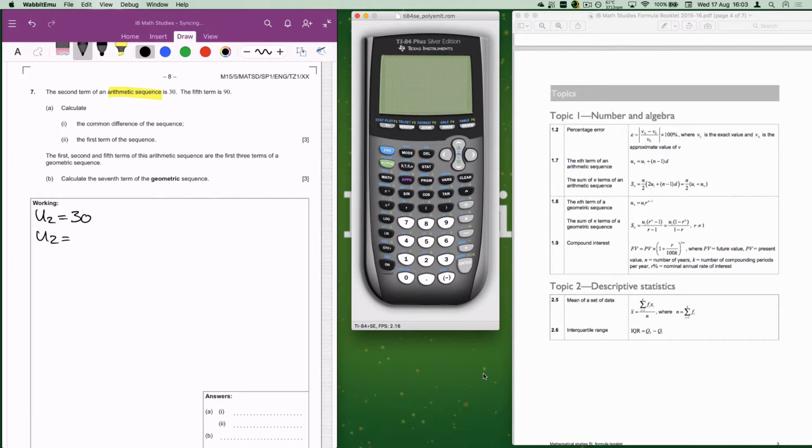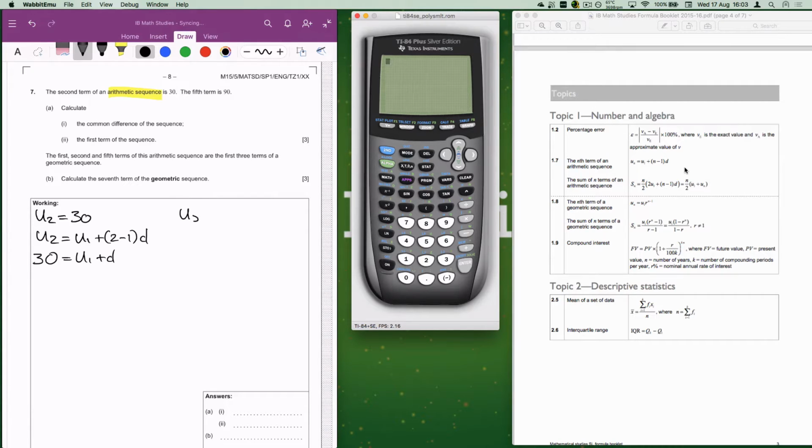If you can remember, we have the nth term formula for an arithmetic sequence, which is un equals u1 plus n minus 1 d. If we write it in terms of this, we know that u2 is u1 plus 2 minus 1 times d, so that equals u1 plus d, and we know that's actually 30, because u2 is 30. So these two things must be equal. So 30 equals u1 plus d. Then we can do the same with the fifth term.